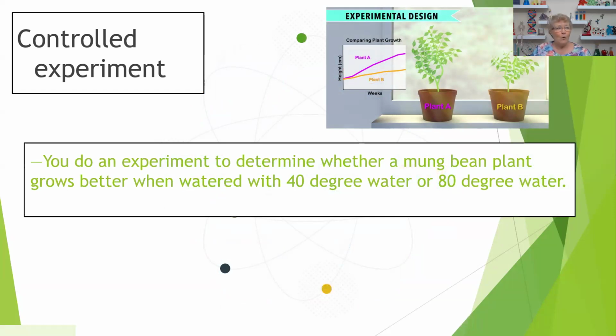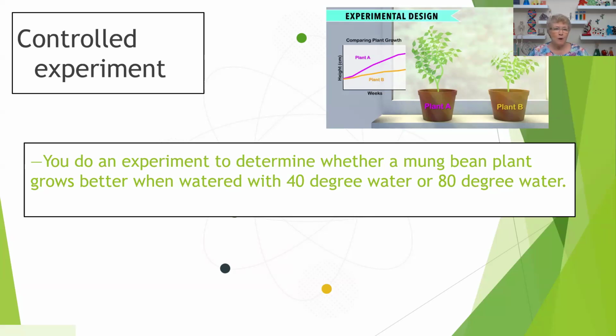So if what we're doing is an experiment to determine whether a mung bean plant grows better when watered with 40 degree water or 80 degree water, what if we didn't just change the water? What if we also changed the soil, the amount of sunlight, the temperature in the room, the temperature of the water, the humidity in the room? What if we changed all that? Would we know which one of those caused the effect that we saw? No. We have to change just one thing so that we know what it is that made the change.